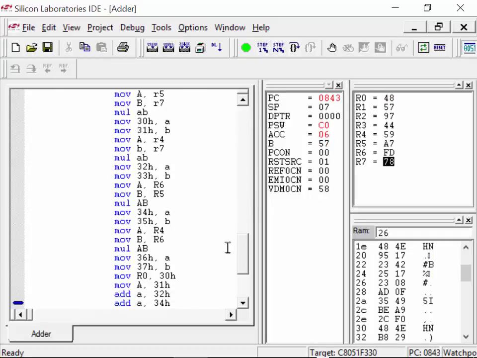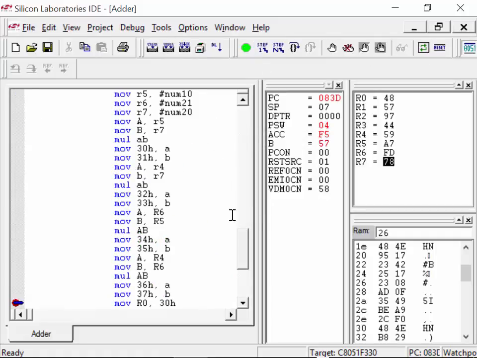Okay. First off, R0 contains our 48, right? That we should get, right? Now our accumulator we've added right there. We've moved it. Let me stop this and let's put a break point and let's reset, rerun it right there.